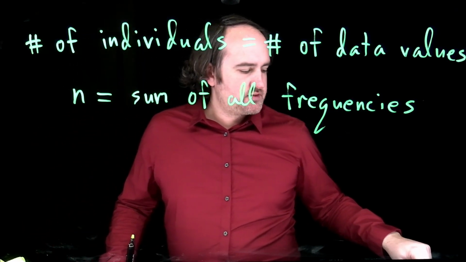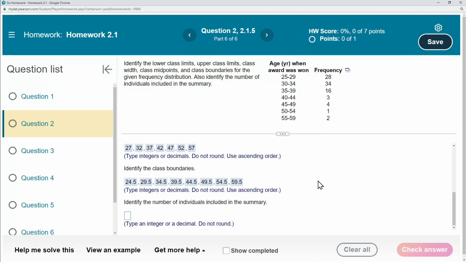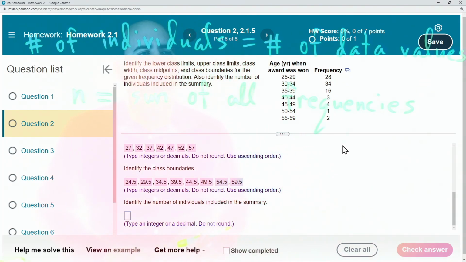So like going back to our problem that we're doing here, we can see that the frequencies in the table are 28, 34, 16, 3, 4, 1, 2. Okay, so let me write those out. So we've got 28 plus 34 plus 16 plus 3 plus 4 plus 1 plus 2. That's going to be the sum of all frequencies.